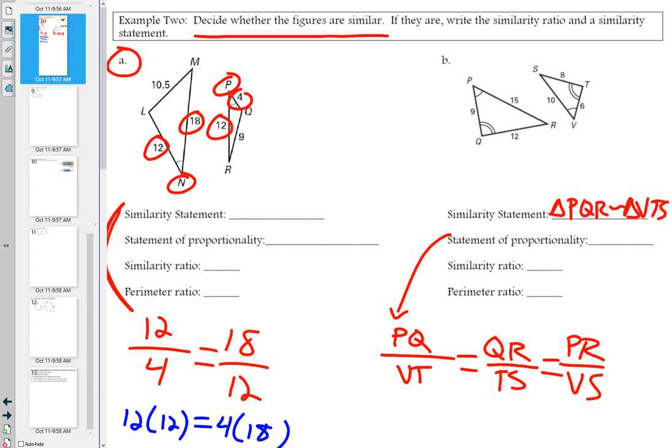Similarity ratio. What did we call similarity ratio? Good. That's just another way of asking for a scale factor.